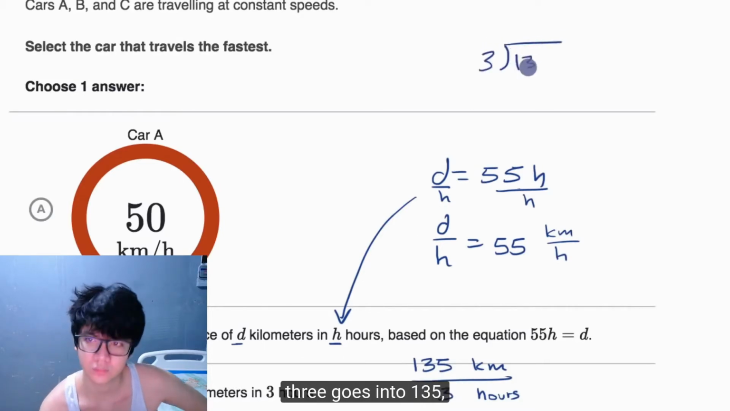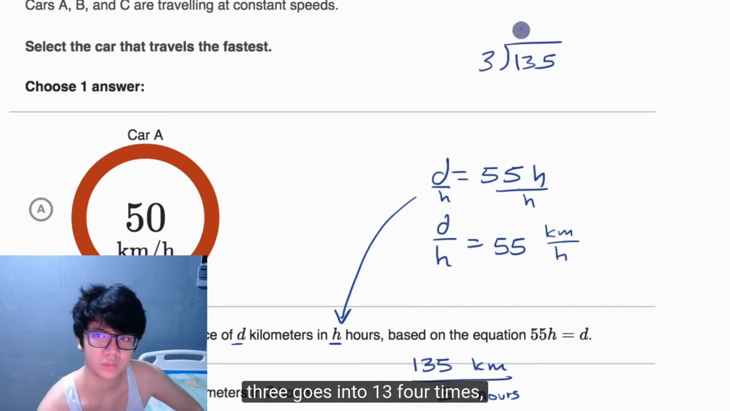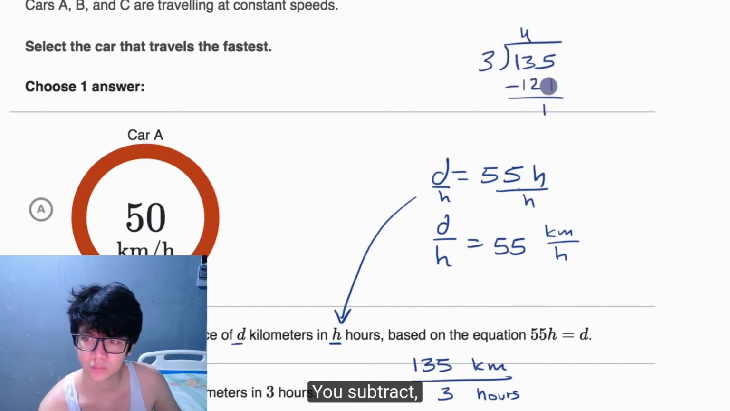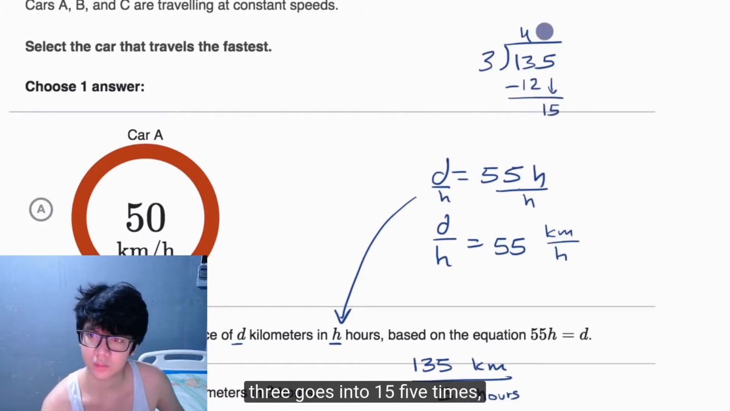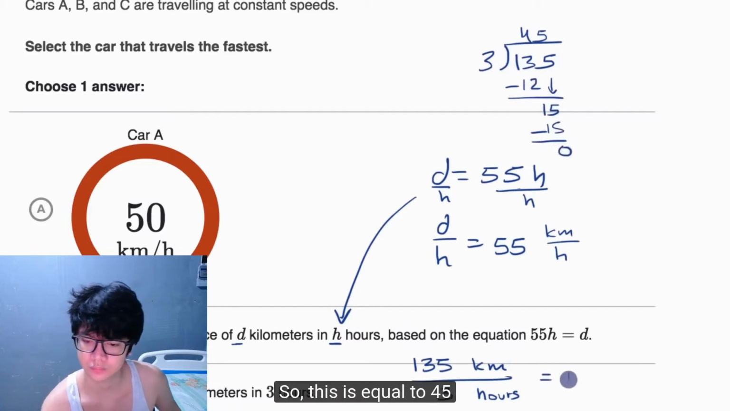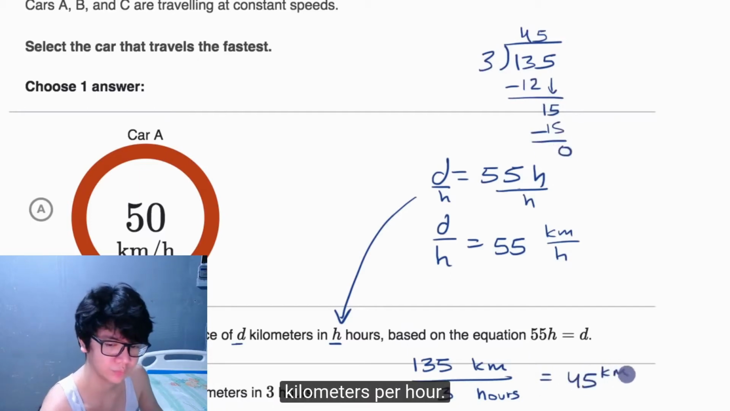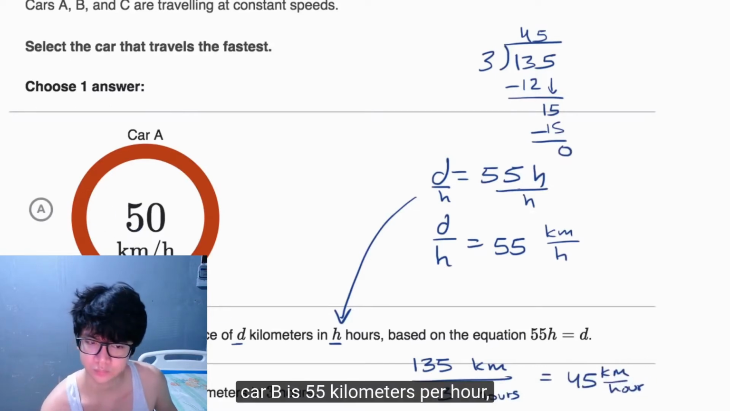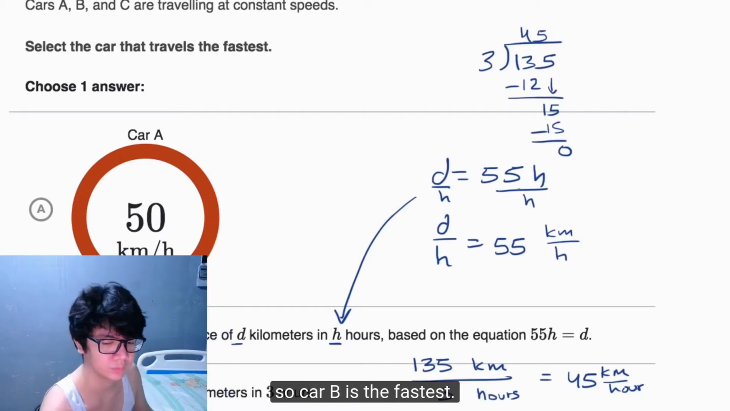3 goes into 13 4 times. 4 times 3 is 12. You subtract. You get 3 goes into 15 5 times. 5 times 3 is 15. Subtract, 0. So this is equal to 45 kilometers per hour. So car A is 50 kilometers per hour, car B is 55 kilometers per hour, car C is 45 kilometers per hour. So car B is the fastest.